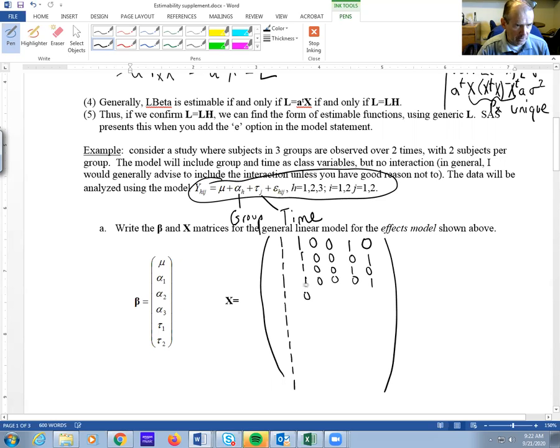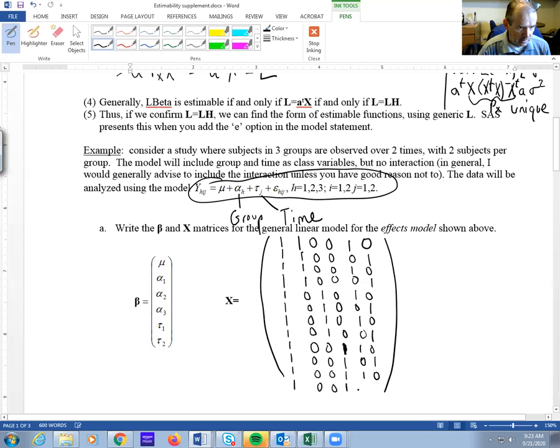And then the same thing for group 2. That subject's in the second group, and that's the first time. This is the second time point. A second subject in that group. And then finally, a couple subjects in the last group. That's the first subject in that last group, and then the second subject in that last group. Okay, so that's the X matrix. And is it full rank?